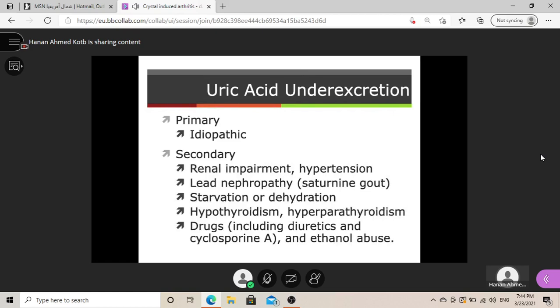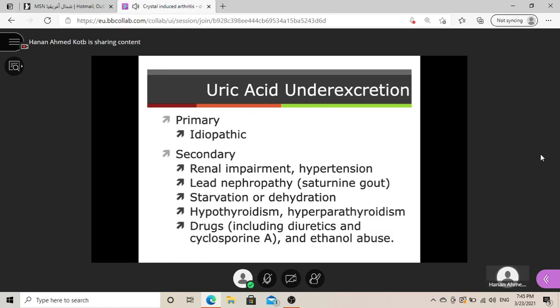If I have renal impairment due to hypertension or diabetic nephropathy, due to toxins such as lead nephropathy, or during starvation or dehydration. I'm not talking about Ramadan, I'm talking about someone who goes two or three days without eating or drinking, to the degree that the kidneys are impaired due to dehydration, or pre-renal involvement. Starvation is enough so that the body enters into a catabolic state and the proteins are being destroyed. Other endocrine disorders like hypothyroidism and hyperparathyroidism could be associated with uric acid under-excretion.